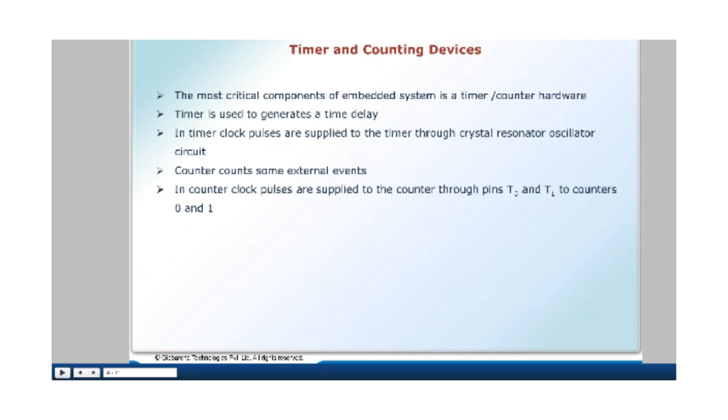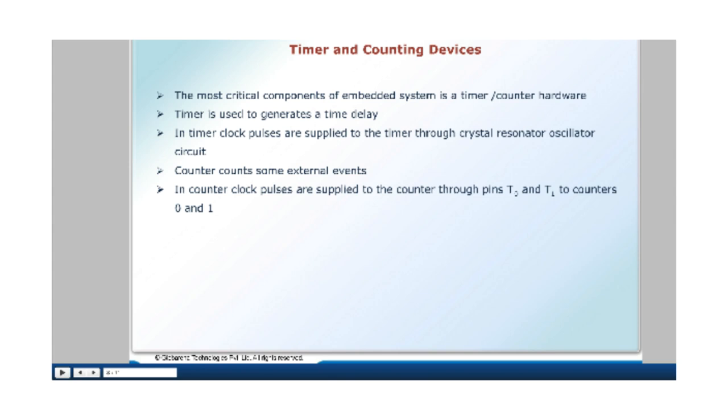Why do we call this a critical component? Because an embedded system is designed to perform a particular task within a specified time. Only within the specified time is the designed task performed. These timers have different clock pulses. If there is any time delay, the system cannot receive or send the information. So based on the time and counting pulses only, the embedded product will operate and the embedded system will be designed successfully. That's why it is called a critical component.